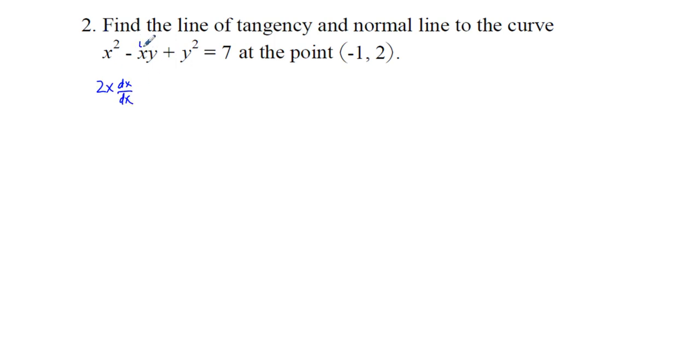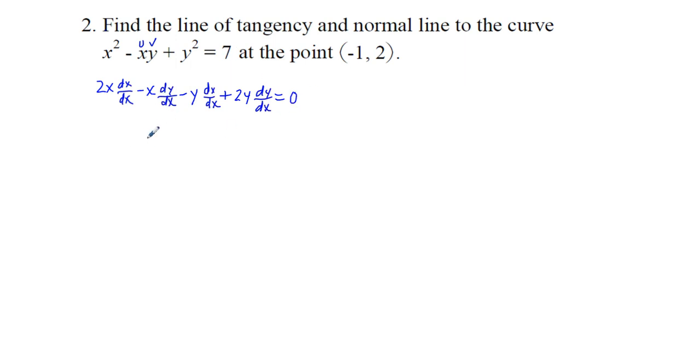And then we have a product rule situation similar to problem 1. So we're going to have minus x times the derivative of y, which is dy/dx, minus y times the derivative of x, which is, with respect to x, dx/dx. And then we have plus the derivative of y squared, which is 2y dy/dx. And on the right side of the equation, we have the derivative of 7, which is 0.